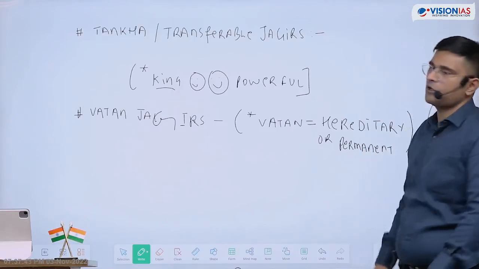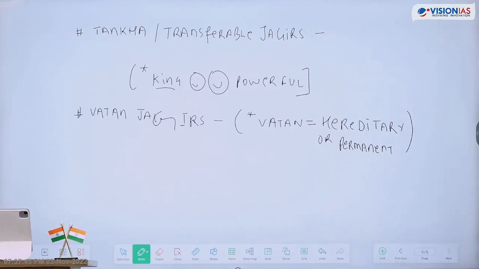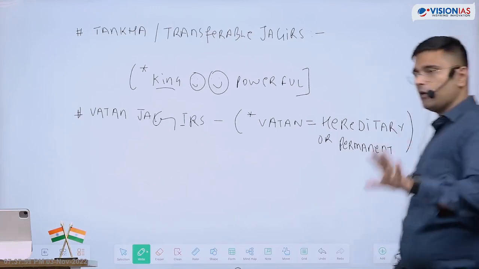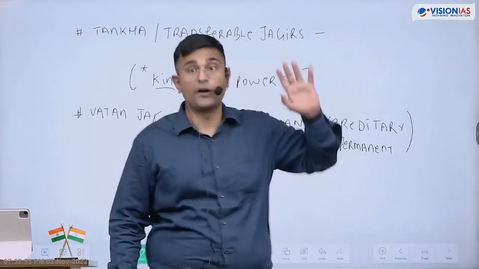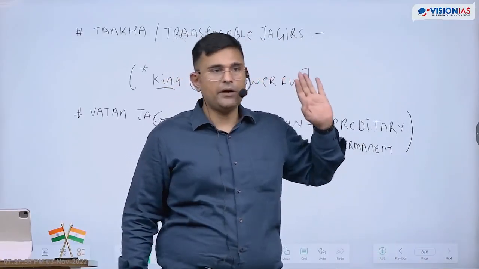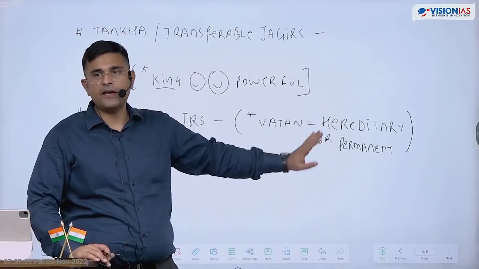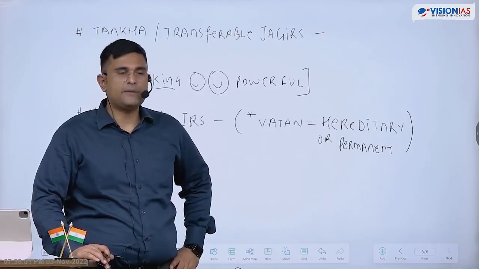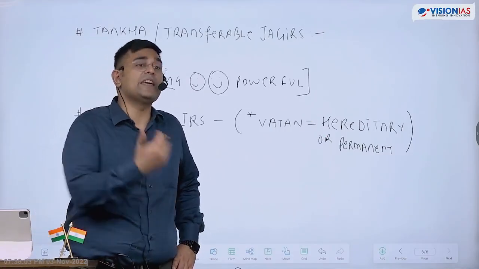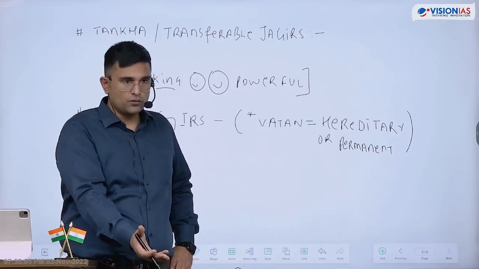That is something which cannot be taken away. The meaning of the word Vatan, right, is hereditary. That means it belongs to your family, it will be there with you forever. Right? So therefore, if there is a hereditary Jagir, that means the king cannot take it away. That means these were the Jagirs which were given by the king to you permanently.